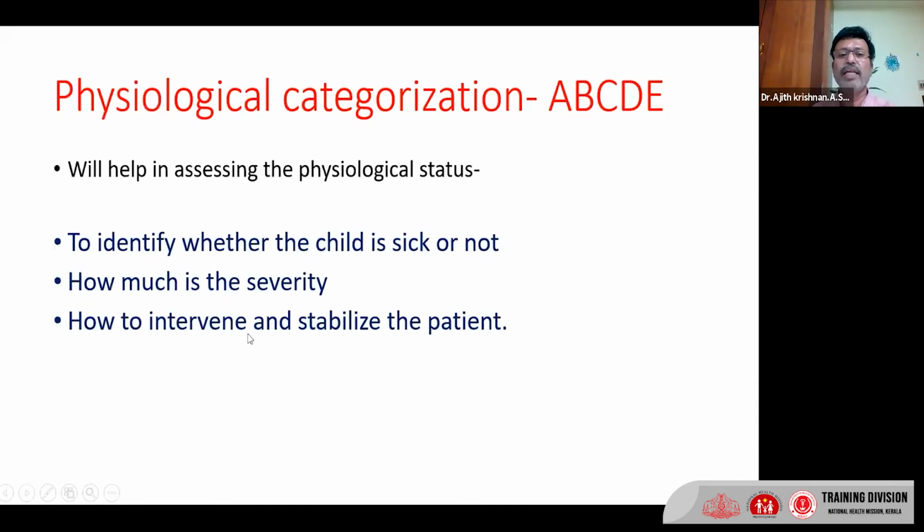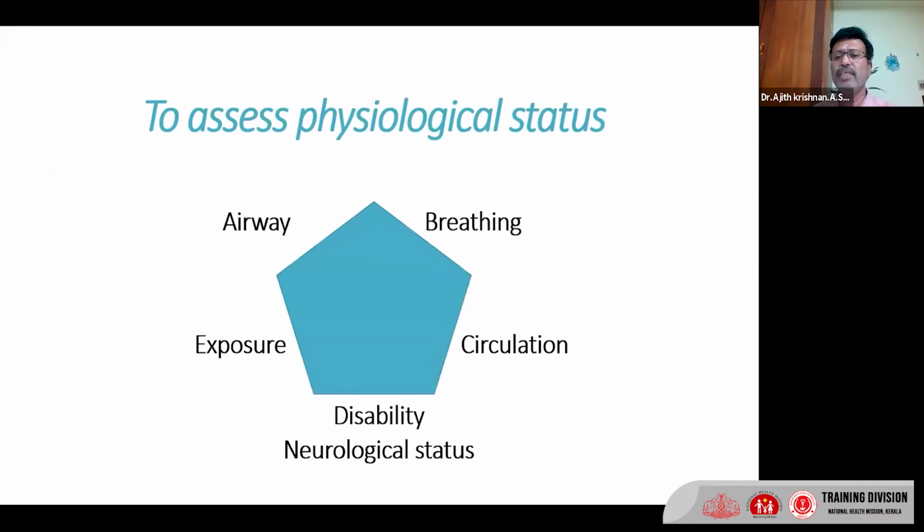So the physiological categorization is very important. It will help in assessing the physiological status to identify whether the child is sick or not. So it's a systematic approach. I may not go into it in detail, as in a pulse class. But the physiological categorization will help you to identify whether the child is sick or not, how much is the severity, and how to intervene and stabilize the patient. So you have to assess the physiological status. Everybody knows: airway, breathing, circulation, neurological status, and exposure. That is head to foot examination.